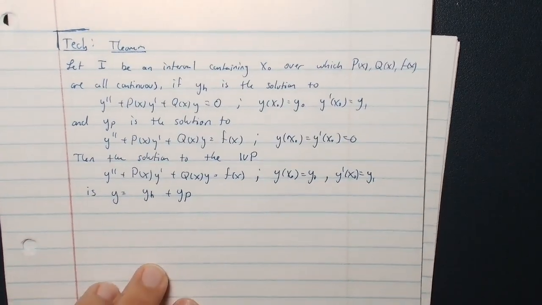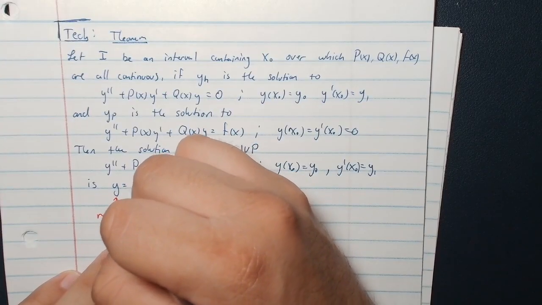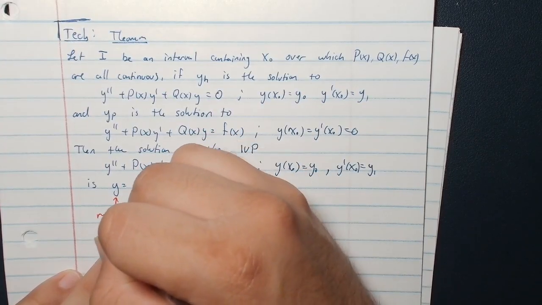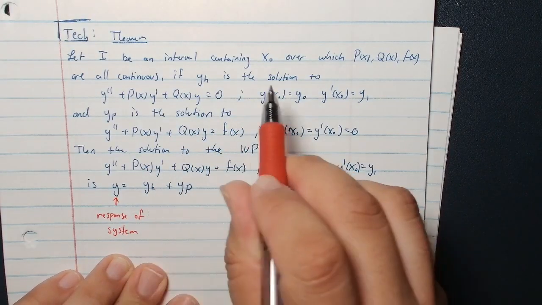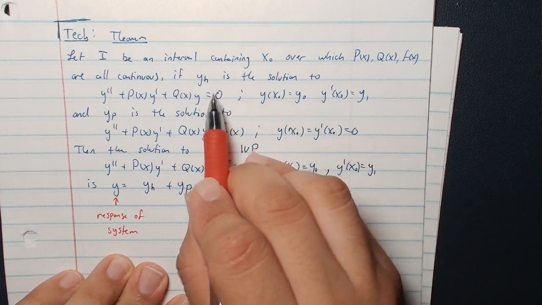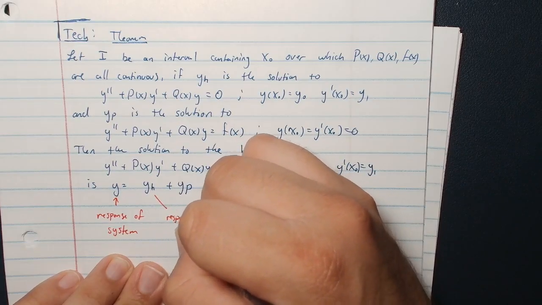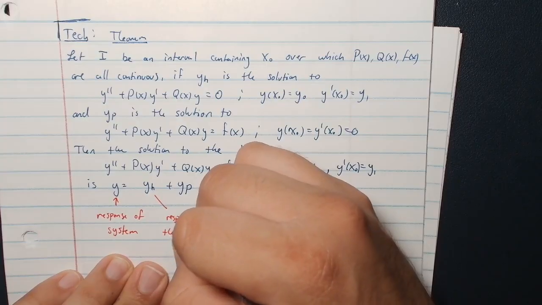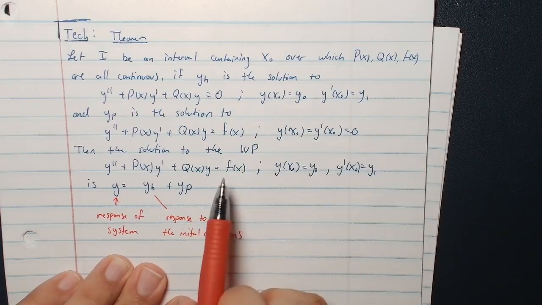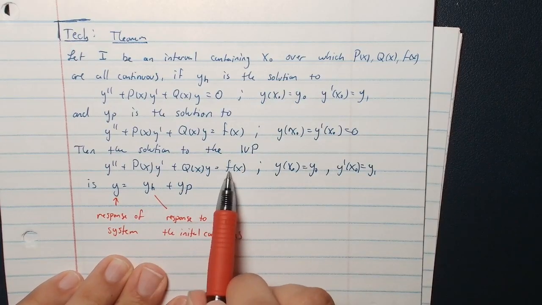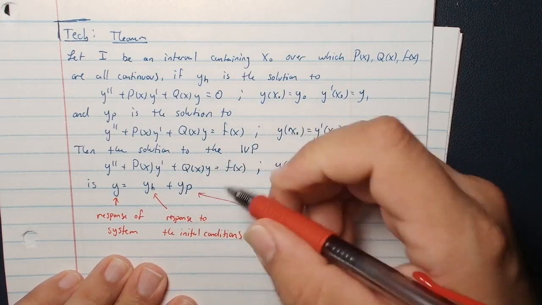Here, these all have names. This is called the response of the system. This one here is the response to just the initial conditions. That's the one where the initial conditions are complicated, where this is simple. So this is the response to the initial conditions. And this y sub p is the one where the input function can change to something complicated. So this is called the response to the input function.